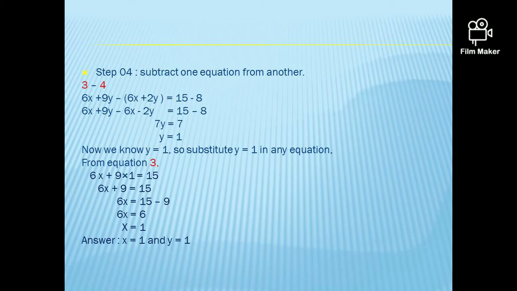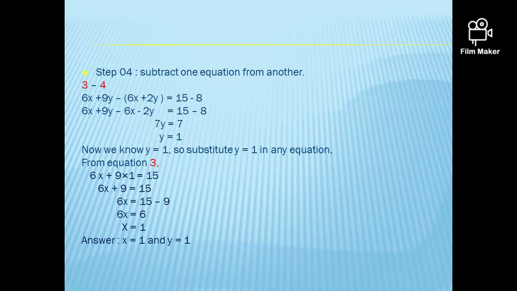I have subtracted the fourth equation from the third equation. There you get 6x plus 9y minus (6x plus 2y) equals 15 minus 8. With that, if you remove the brackets, 6x plus 9y minus 6x minus 2y equals 15 minus 8, you obtain the answer y equals 1.